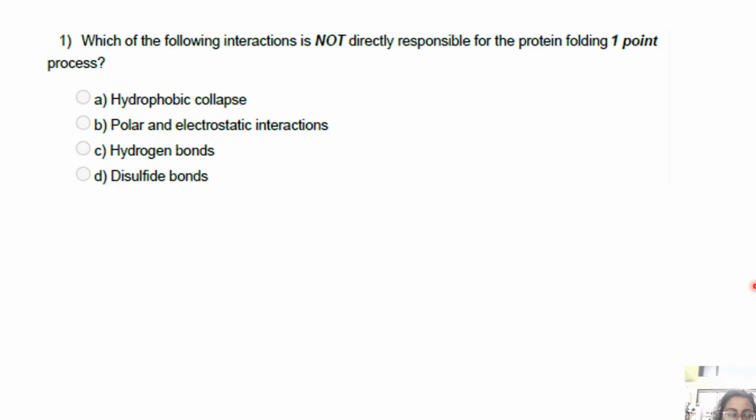question for today. The first question is: which of the following interactions is not directly responsible for the protein folding process? Option A, hydrophobic collapse. Option B, polar electrostatic interactions. Option C, hydrogen bonds, and option D, disulfide bonds. You have to explain in detail which one is directly responsible and which one is not. I'll give you a few minutes to answer.